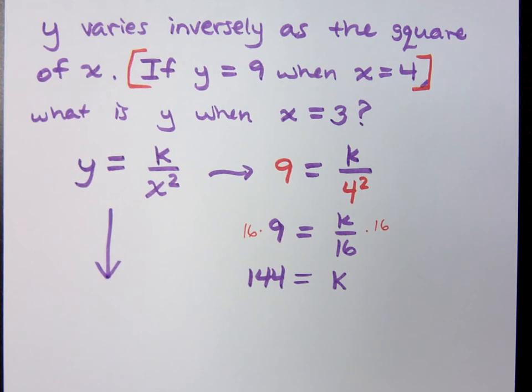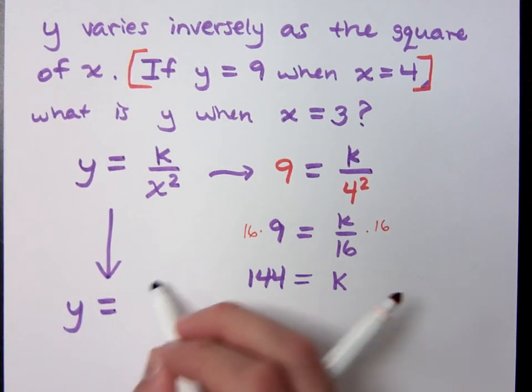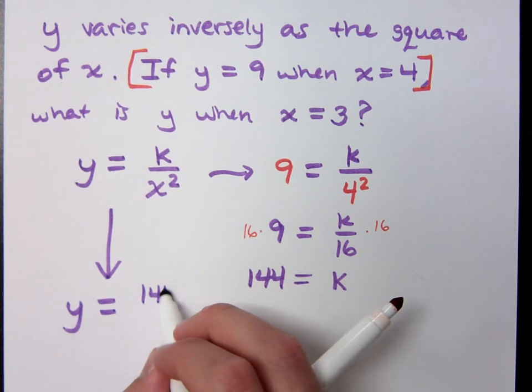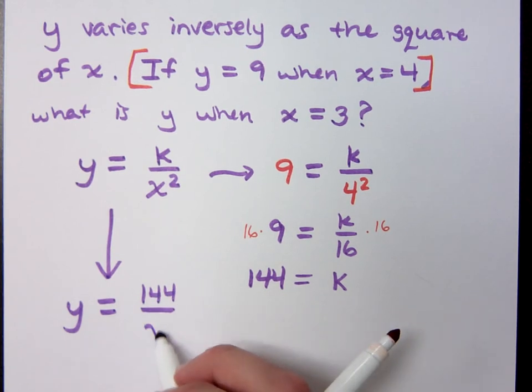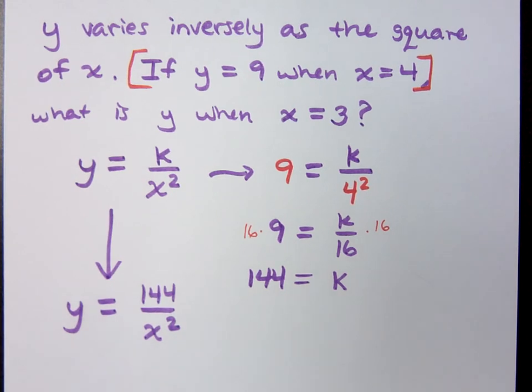Now, here's what you know. You know right now that since k is 144, then for every other problem related to this guy, y is equal to 144 over x squared, right? You found k, so now you have your variation equation that can be used from here on out forever for this problem. So whether I'm asking you what happens when x is 3 or when x is 5 or 6 or whatever, you can just use this guy.